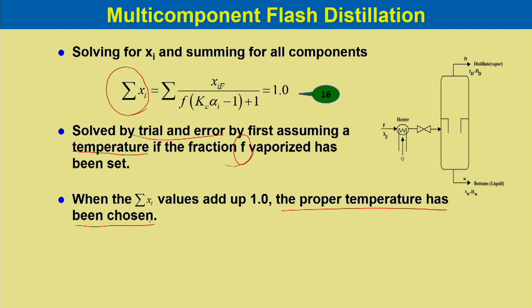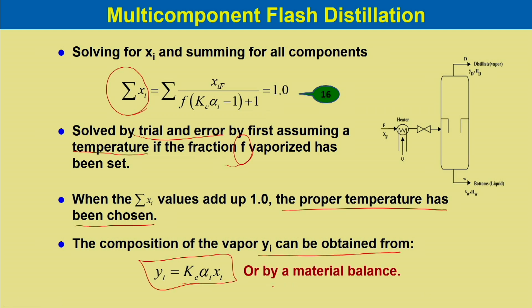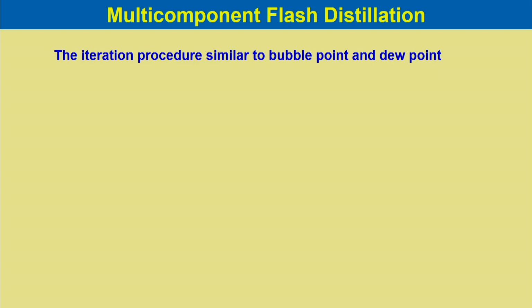When the summation over x i values adds up to 1, the proper temperature has been chosen. The composition of the vapor, that is y i, can be obtained from y i is equal to k C alpha i x i. So, once the temperature is obtained, then we can obtain the composition of the vapor using this relation, or we can do it by material balance relations. The iteration procedure is similar to bubble point and dew point for this multi-component flash distillation.